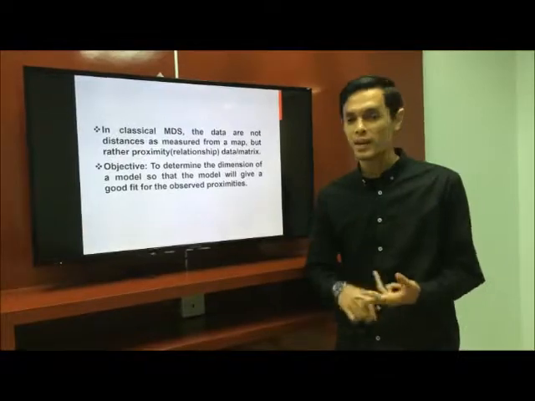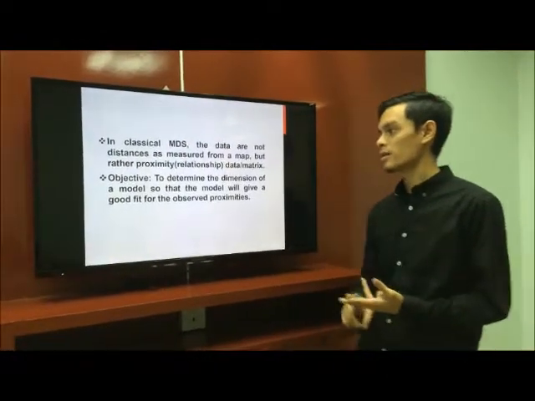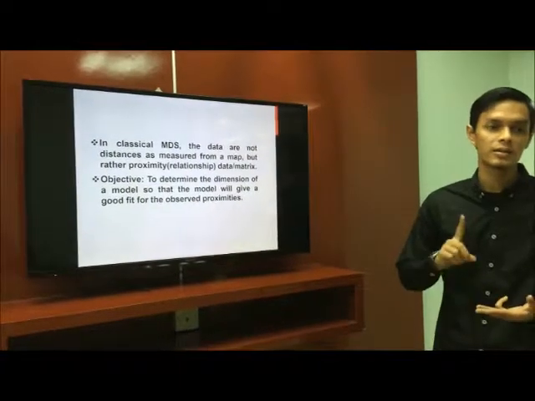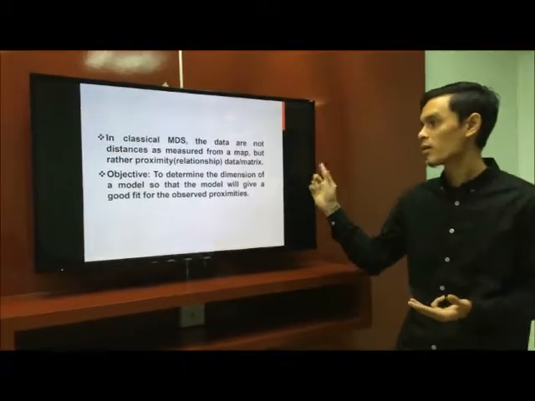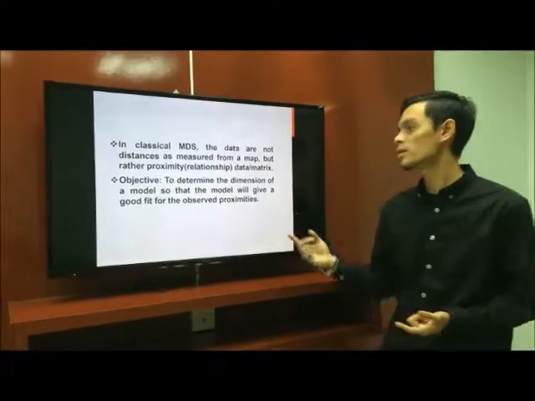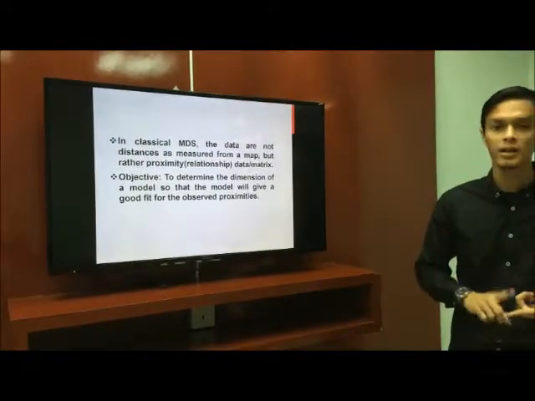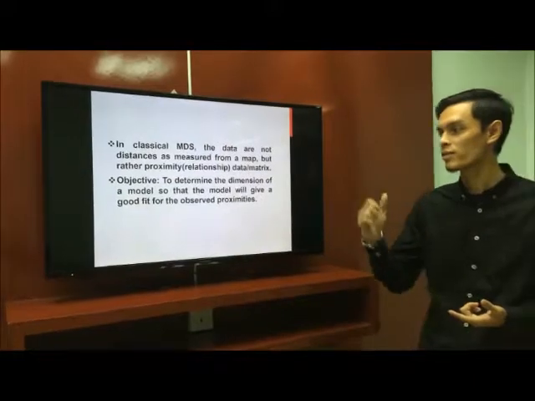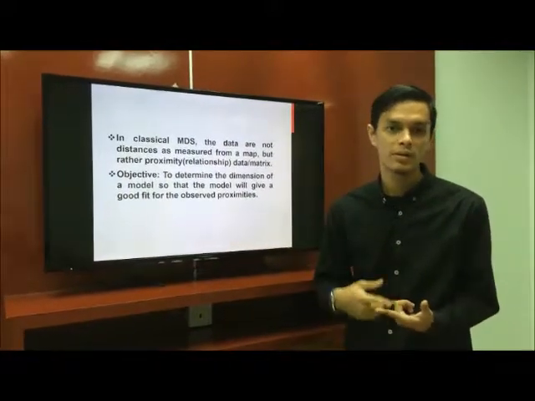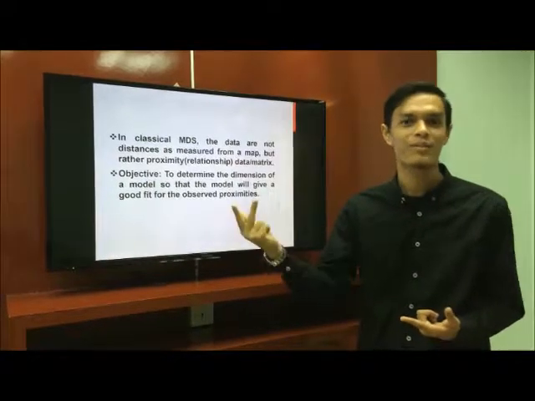In classical MDS, the data are not distances measured from a map, but rather proximity data, that is, similarity and dissimilarity data or matrix. So the objective of MDS is to determine the dimension of a model so that the model gives a good fit to the observed proximity. The dimension we get may be 2, 3 or more.